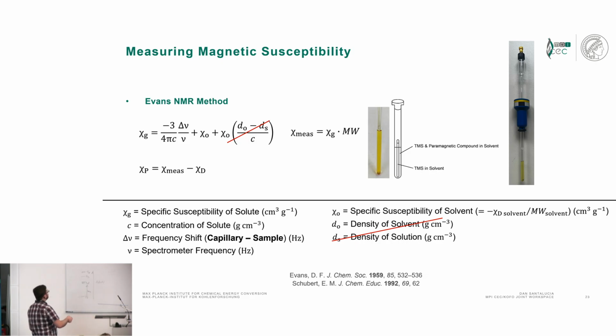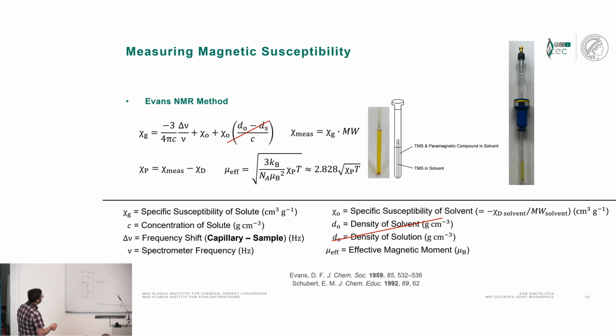And so if you do that, then you end up measuring something, and then you have to subtract out the diamagnetism with one of the previous methods in the slide, and you end up at a paramagnetic susceptibility, okay? And the measured chi here, you just multiply by the molecular weight to get back to molar type units, right?